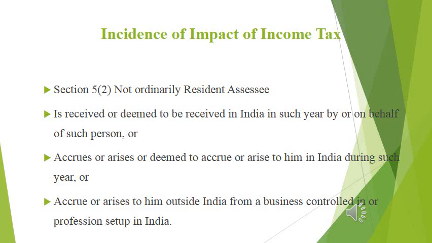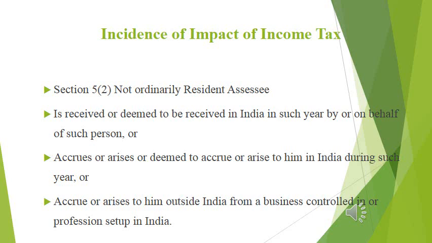Then next, Section 5 subsection 2 deals with not ordinarily resident assessees. When the capacity is not ordinarily resident, again three components of income are liable to tax. The first two items are purely the same as in the case of resident. First, income received or deemed to be received in India in such year by or on behalf of such person. The second point is also the same as for a resident assessee, that is, accrues or arises or is deemed to accrue or arise to him in India during such year.